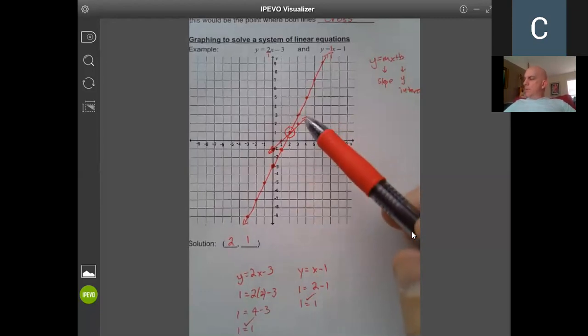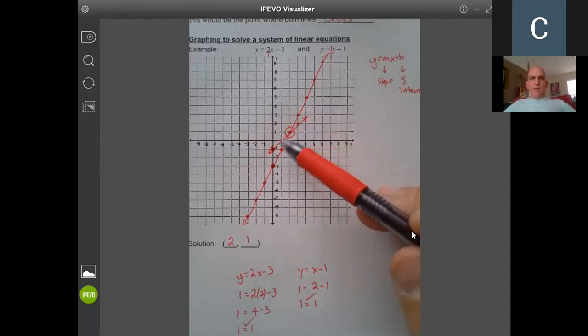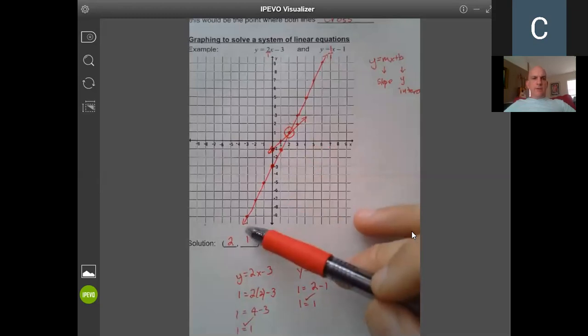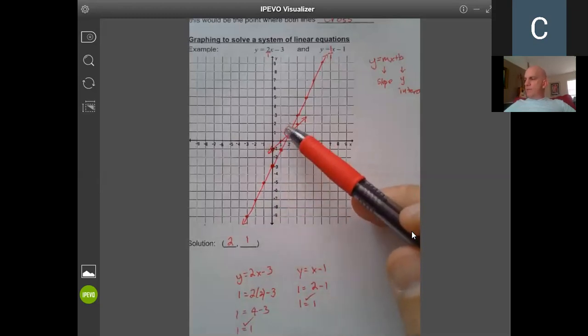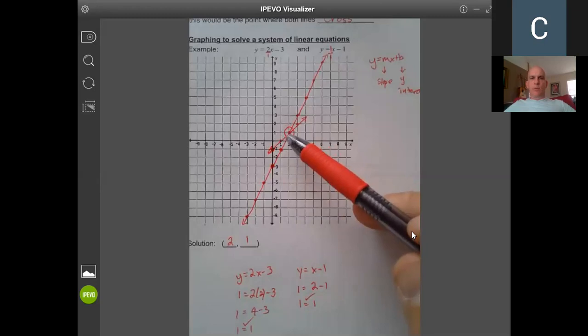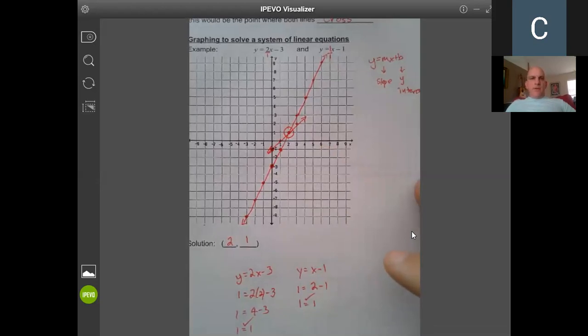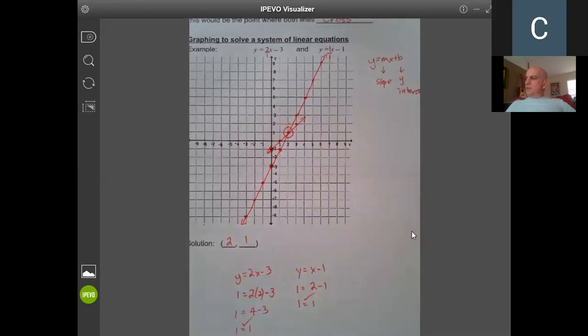So I will tell you today that you're not going to get any solutions that won't be integer values. Okay, so if you graph your line and you think, oh, it looks like it's crossing at 1/2, that's not going to happen on that worksheet. Okay, the solutions will all be integer values in some way. They might not both be positive like this, but they will both at least be whole number integer values. Okay, so that is how we graph to solve.